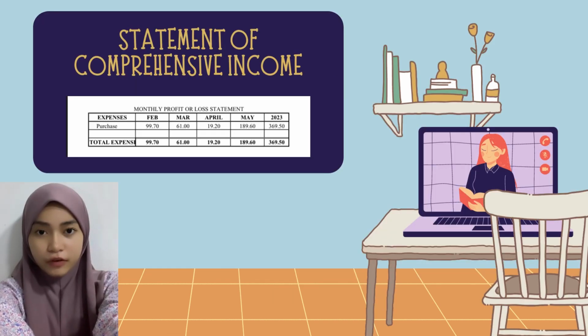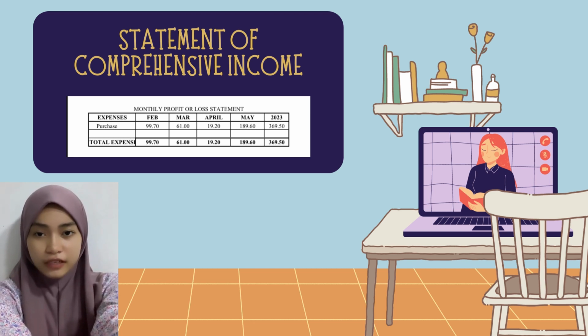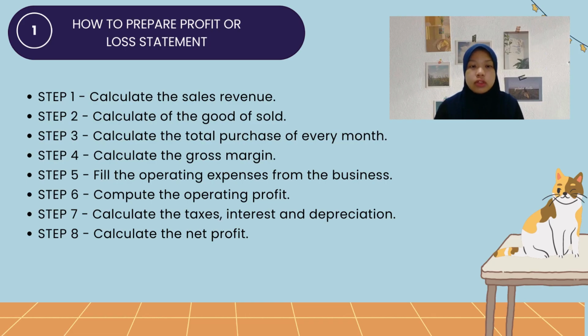So, our monthly profit and loss statement for 4 months, we got RM99.70 for February, RM61 for March, RM19.20 for April, and lastly, RM189.60 for May. So that our total expenses are RM369.50. Okay, so for this slide, I will explain about how to prepare profit or loss statement by step.